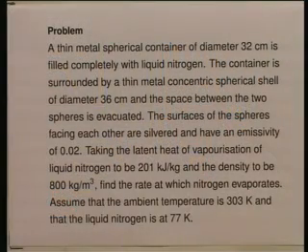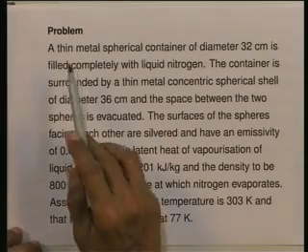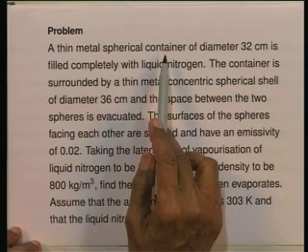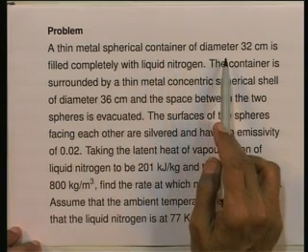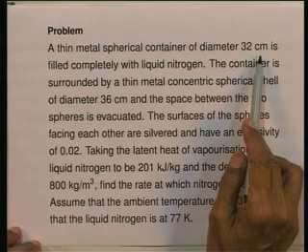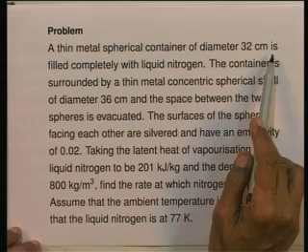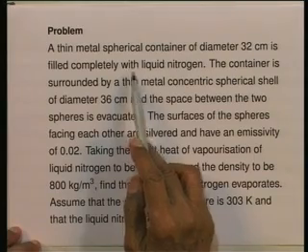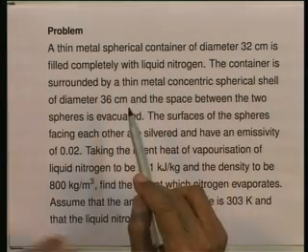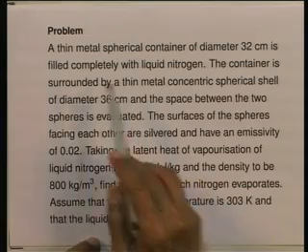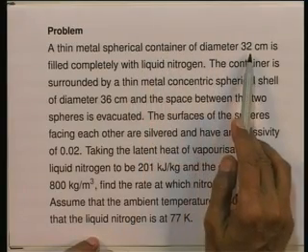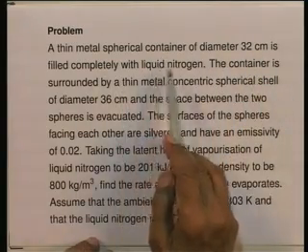Now, I am going to read it out slowly so that you can take it down. The problem is the following. A thin metal spherical container of diameter 32 centimeters is filled completely with liquid nitrogen. I repeat, a thin metal spherical container of diameter 32 centimeters is filled completely with liquid nitrogen.